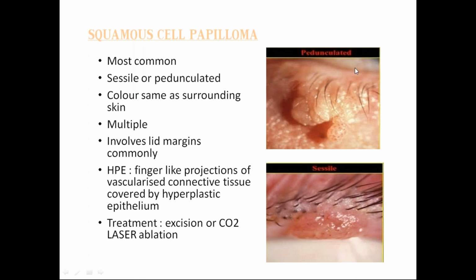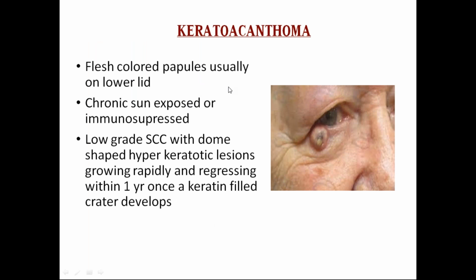So this is an example of a pedunculated tumor, and this is an example of a sessile tumor. It is usually seen at the edge of the lid margin, and it is mainly of two forms, sessile and pedunculated. Now the next one is keratocanthoma. As you can see here, this is an example of keratocanthoma.